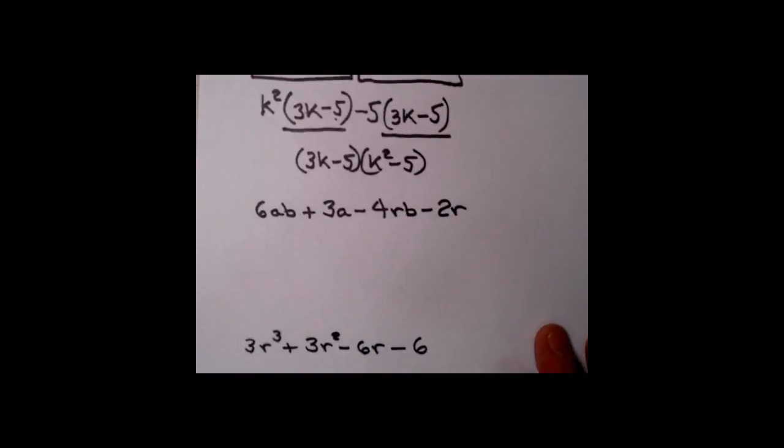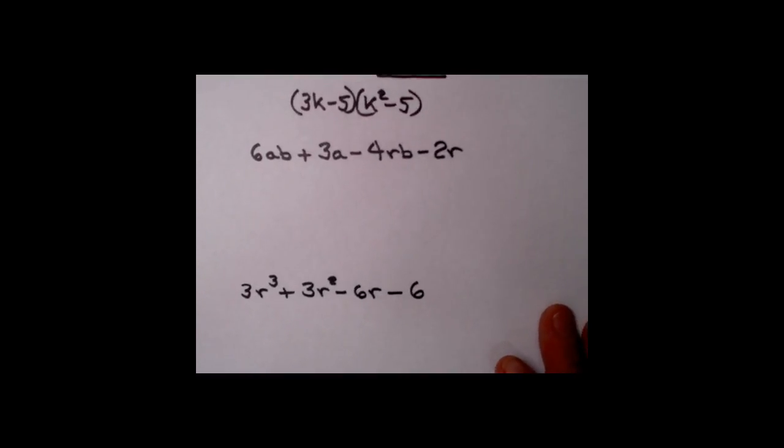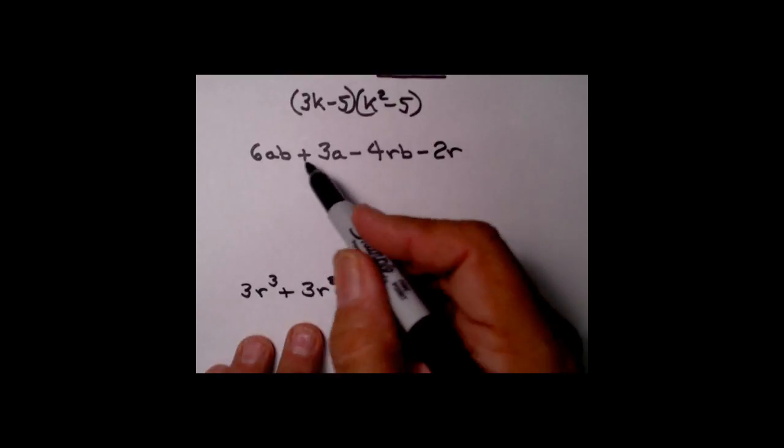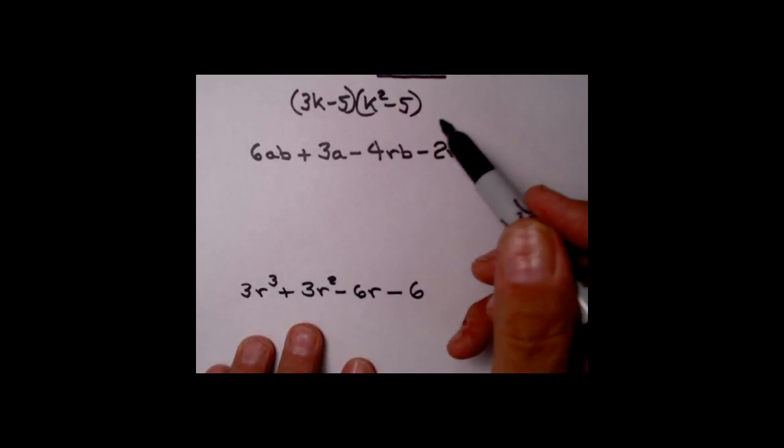Okay, well, hopefully you're getting the idea how it goes. Factor by grouping is not a difficult thing to do. Here's the next group, and we've got 4 terms again. Okay, let's see what happens here.